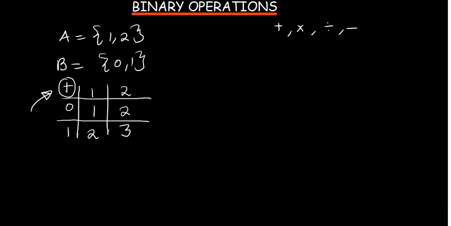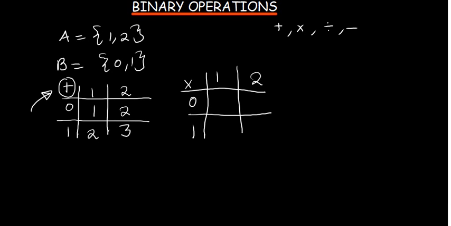So let's try to do multiplication. So we're going to get A, which is 1 and 2, and then we're going to get B, which is 0 and 1. 0 multiplied by 1, this is 0. 0 multiplied by 2, this is 0. 1 multiplied by 1, that's 1. 1 multiplied by 2, that's 2. So you can see that the results we have got are 0, 0, 1, and 2. And all these results are part of the sets.